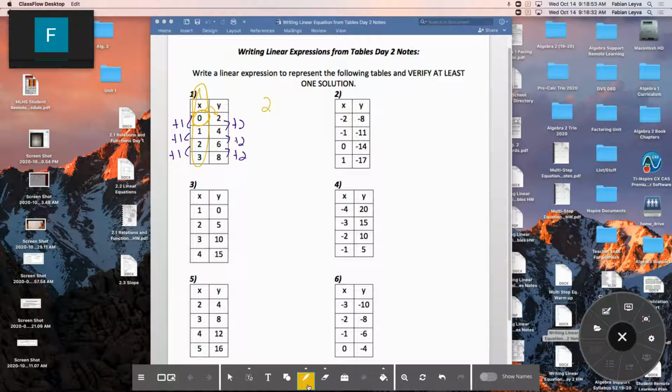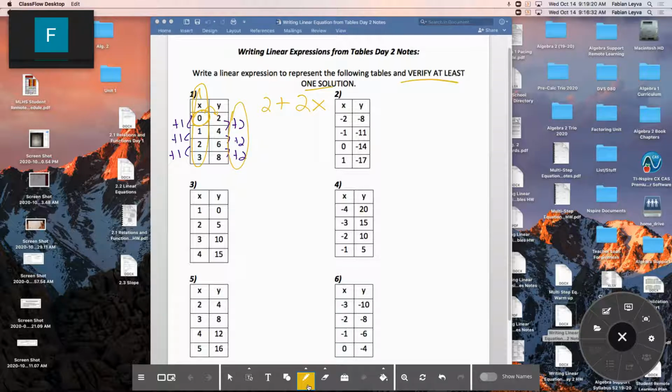I'm going to add it to my common difference, and my common difference is whatever I'm adding to my y's each and every single time. I see that I'm adding 2 each and every single time. How many times I add it depends on which x value. So I'm just going to attach my little x there, and now you have your expression. Just like that. You've just got to look for those values and know where to place them. So that's cool and all. Now we have to go and verify it.